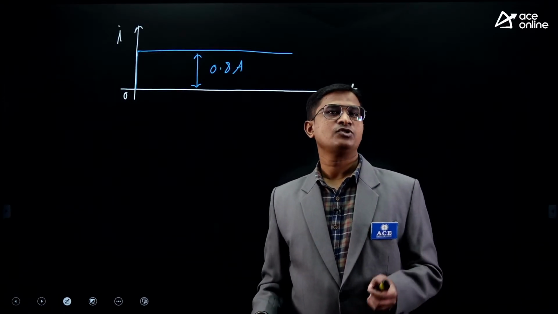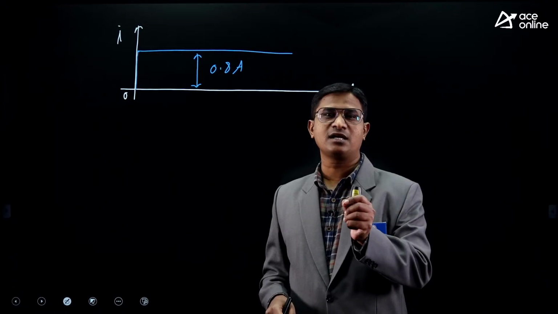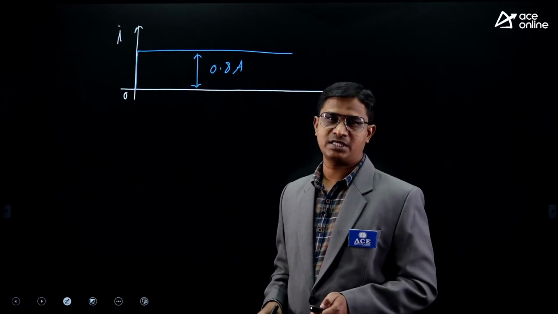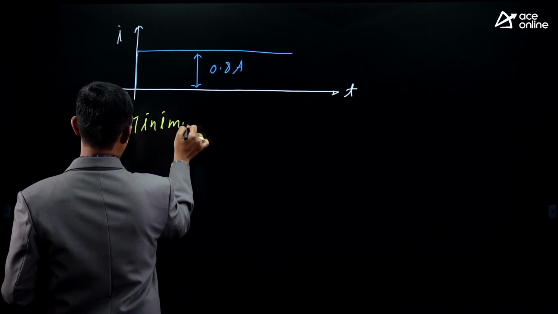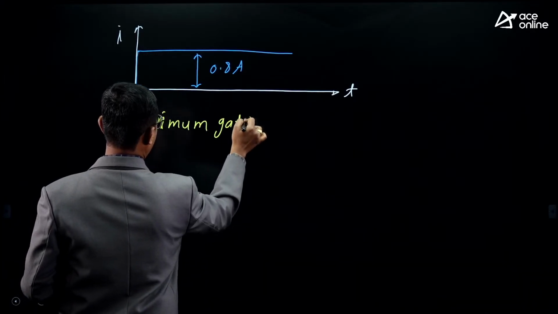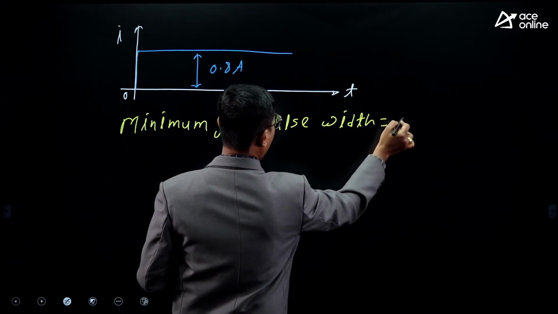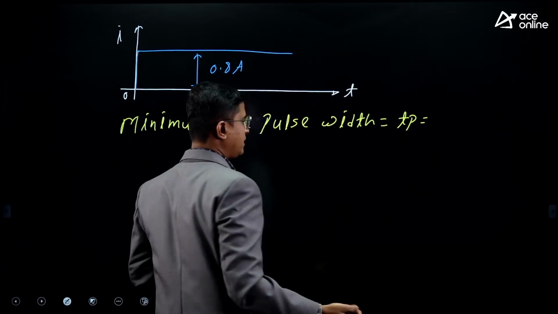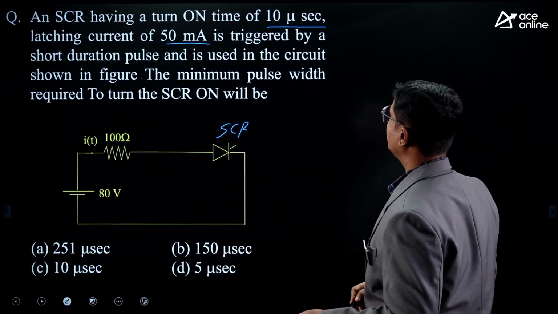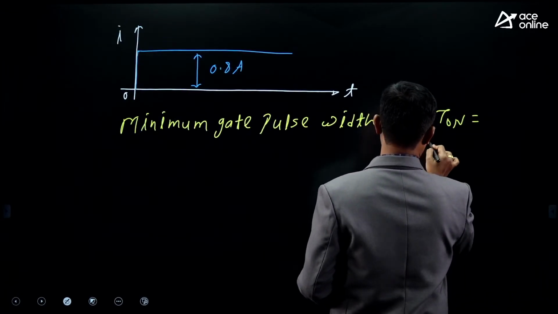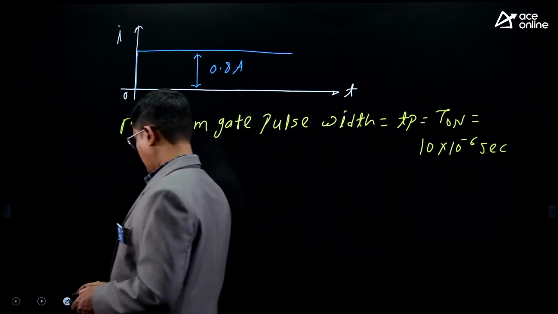So how to find Tp? In these cases, please try to understand. If this is the case, then you need to maintain the gate signal to the SCR till the turn on time of the SCR. So I am writing, minimum gate pulse width is equal to Tp, which in this case is equal to T on. What is the device turn on time? 10 microsecond. So we need to maintain the gate pulse till 10 microsecond.